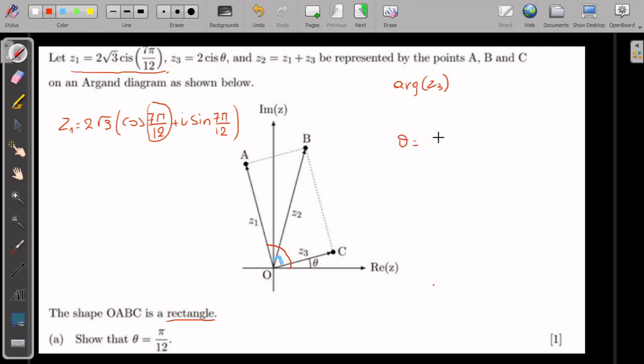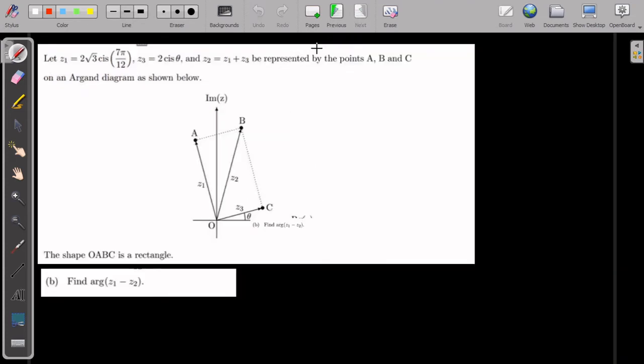So basically, angle theta will be 7 pi over 12 minus 90 degrees, which is pi over 2. So basically it is 7 pi over 12 minus 6 pi over 12, so it is pi over 12. Easy question, but using geometry, very useful, the geometric knowledge in these questions. Let's see the next question.